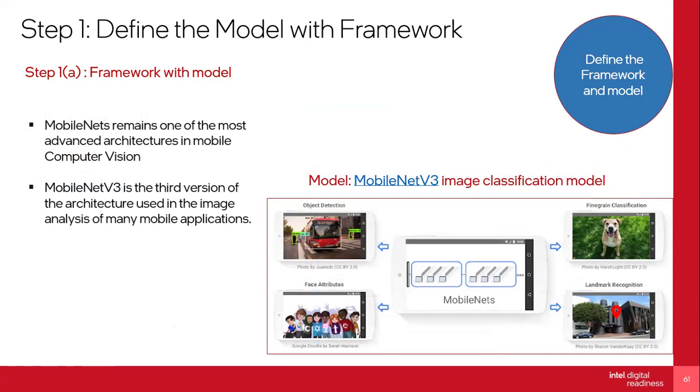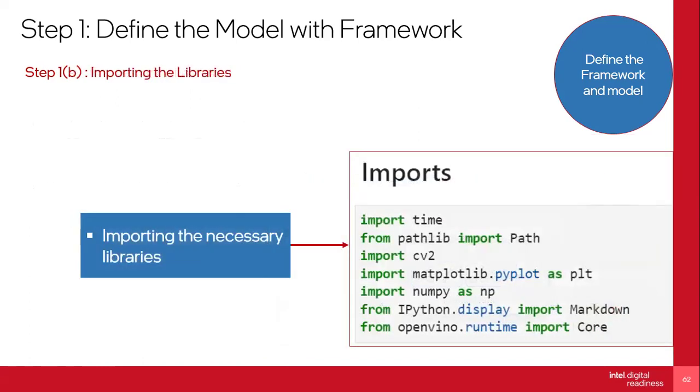MobileNet remains one of the most advanced architectures in mobile computer vision. MobileNet V3 is the third version of the architecture used in image analysis for mobile applications. V3, you know, means vision, so it's for computer vision only that we're going to use it. And then importing the necessary libraries.